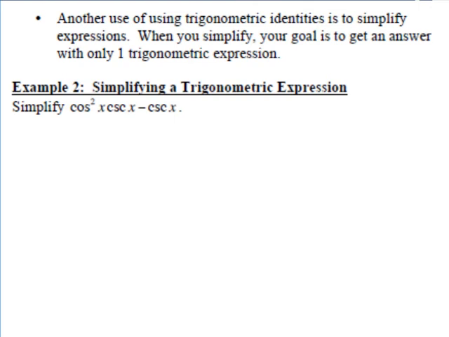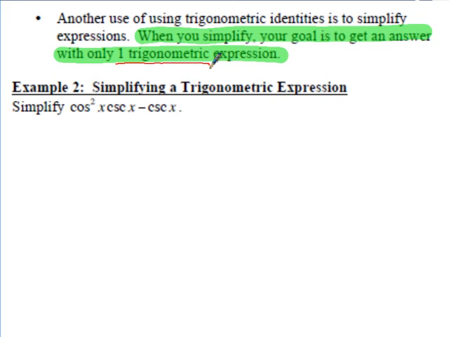Now, when you simplify some of these trig identities, your goal is to simplify down to one trig expression. So here, for example, you have two terms. You have a cosine squared x times a cosecant x, minus a cosecant x. Those are two different terms: one term right here and one term over here, separated by a minus sign. You count your plus and minus signs, add 1, and that's how many terms you have.